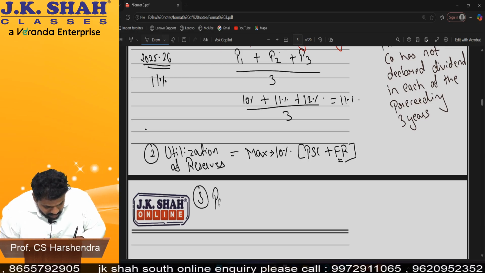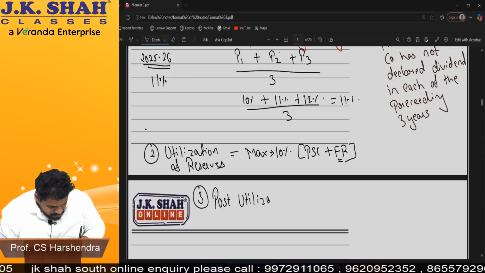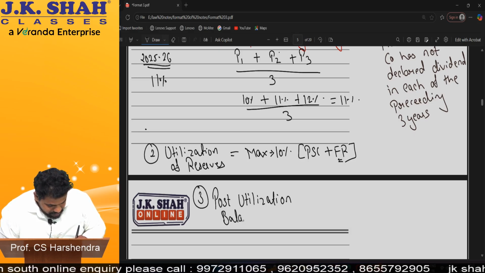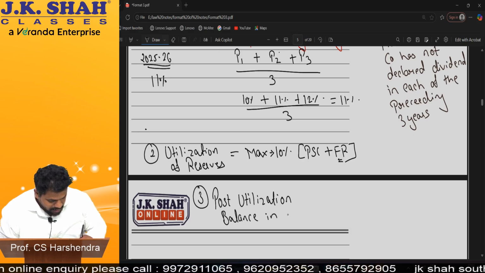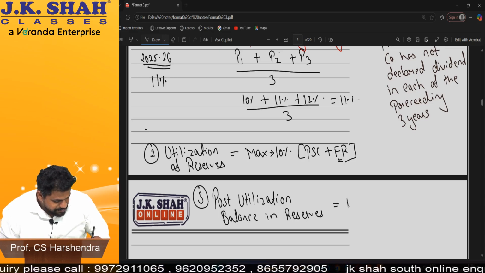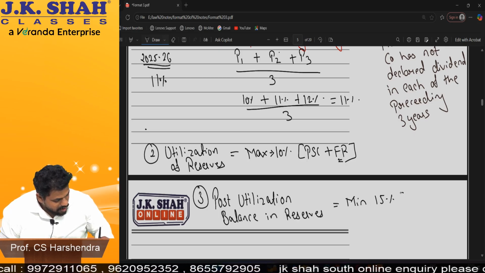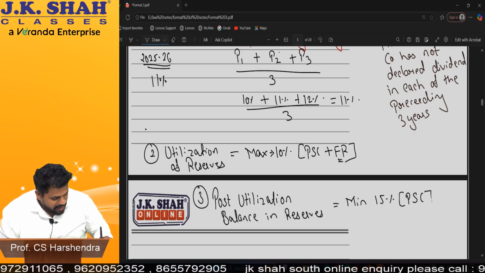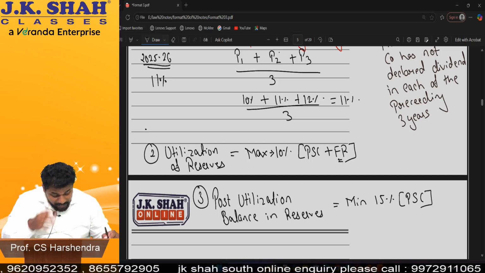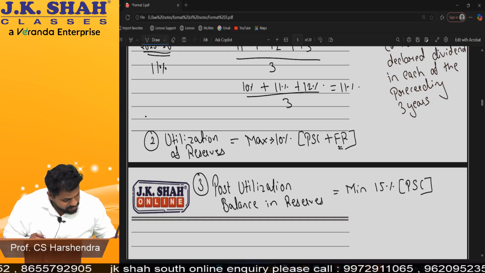So post utilization, the balance in reserves should be minimum how much, beta? 15% of paid up share capital. Am I clear with this? Understood? So I'll make a balance sheet here to answer this.